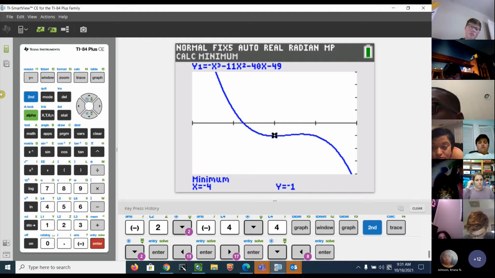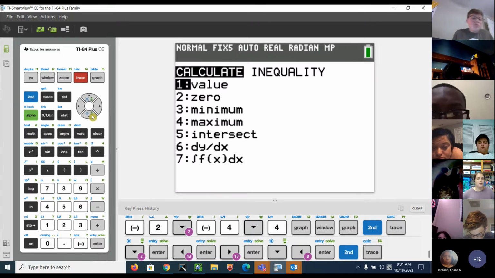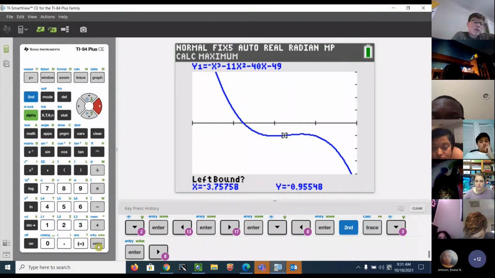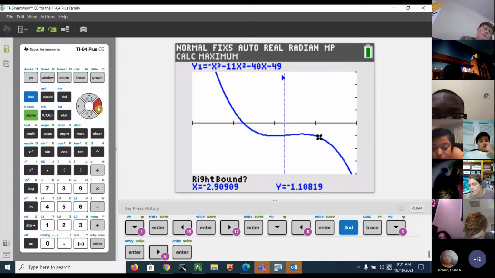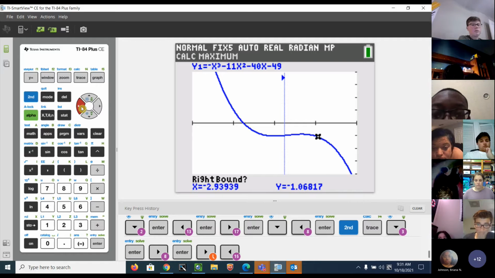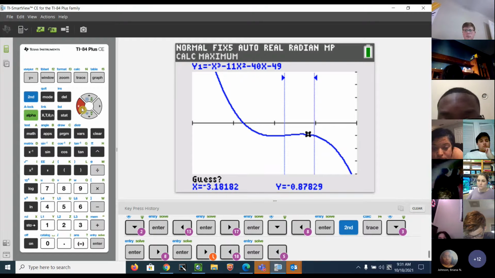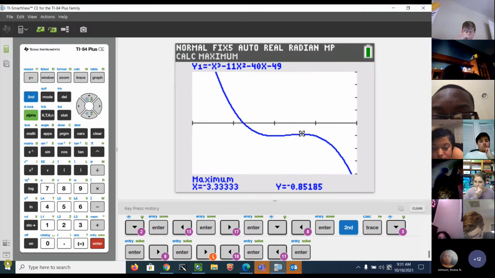And then the max, second trace, the max, and I'm going to say left is right in there. The right, whoa, don't hold down the button. Oh, there's the right. And then I think the max is going to be right in there. And I get -3.33, comma, -0.85. That's your max.